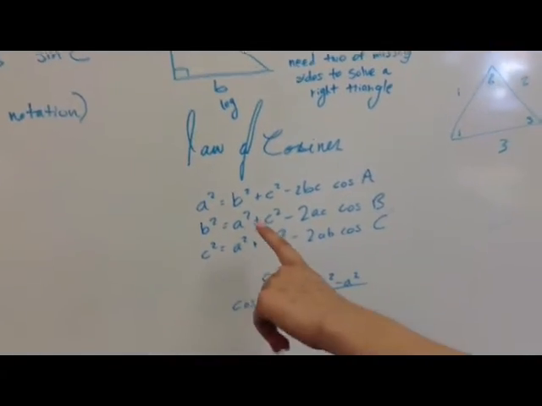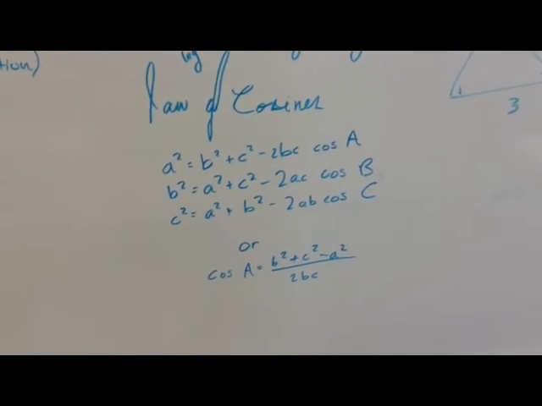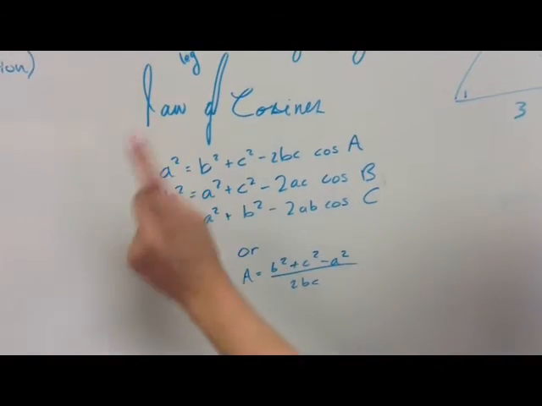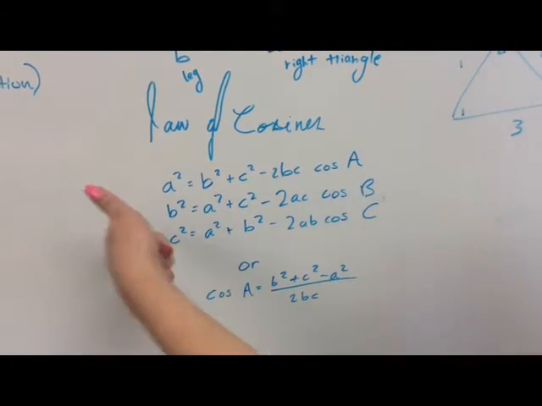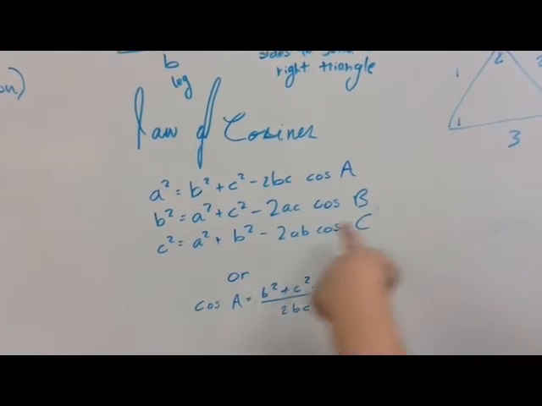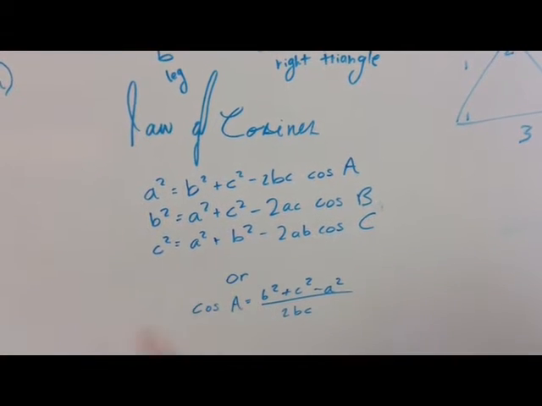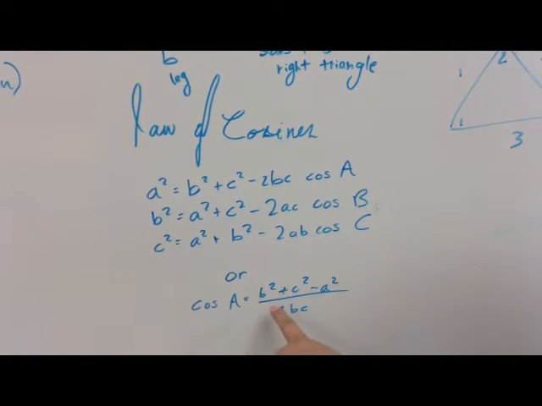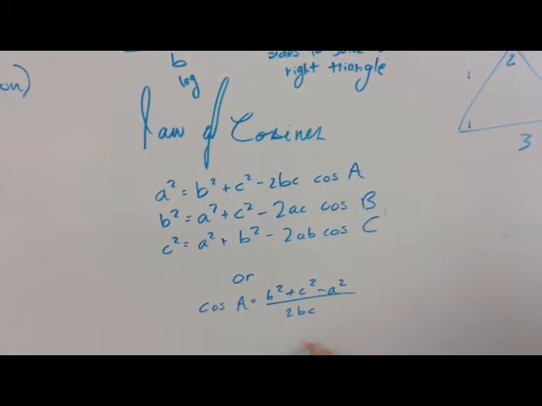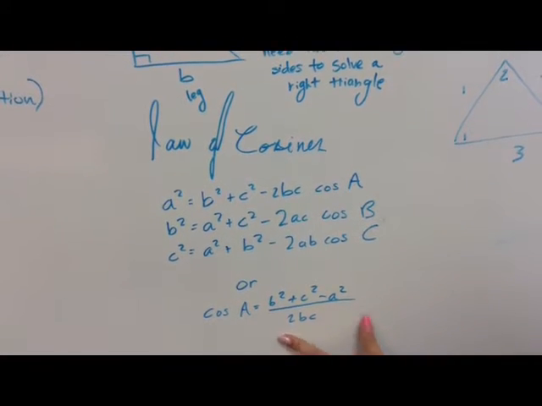In the law of cosines, you look at the missing angle, and if it's A, use this one. With B, use that one. C, use that one. Or you could use cosine A equals b squared plus c squared minus a squared over 2bc.